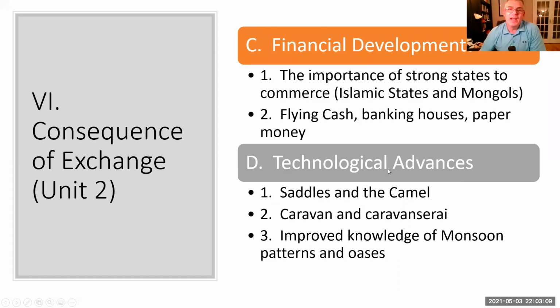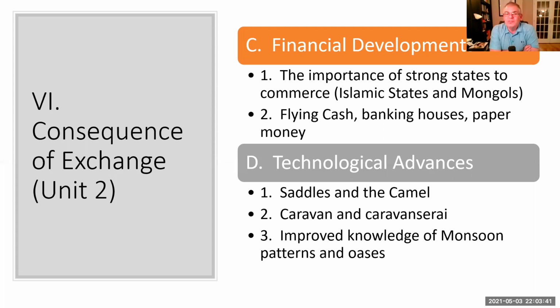Okay, I believe these are the last two. Financial developments are already touched on. So the importance of strong states to commerce. The Islamic states and the Mongols provided security and stability that encouraged safe trade. When there's safe trade, there's more trade. And concepts like the flying cash, which is really just nothing more than a form of credit, banking houses, and paper money are all financial innovations that spread along these trade routes and get implemented by other people.